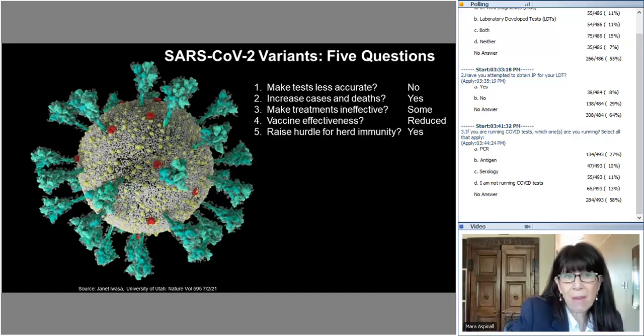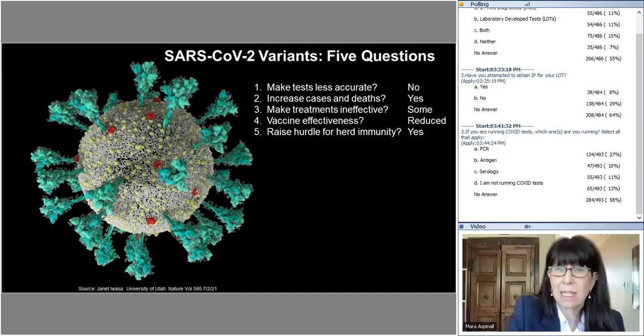Well, I have 5 questions and what I call my so what questions. First of all, this is University of Utah electron microscope, a great picture of a SARS-CoV-2 cell, and these green things, as you know, are the spike proteins. So what about the variants? What are my 5 questions? Number 1, does it make the test less accurate? No. Tests work. Antigen tests and certainly PCR tests.